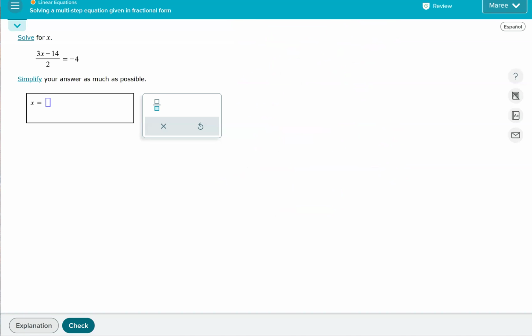So we're going to just say that our 3x minus 14 is equal to 2 times -4 or -8. Now you can set it up like we did in the first two examples so that you can see it will turn out this way. If you need to, that's okay. Take the time to do that so you can understand a little bit better.